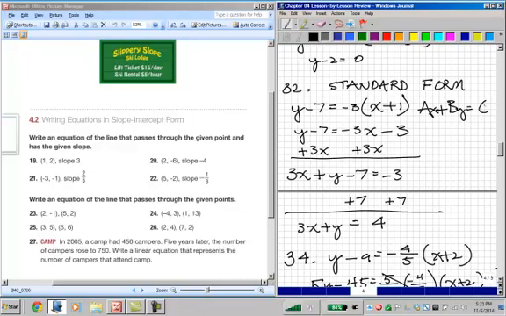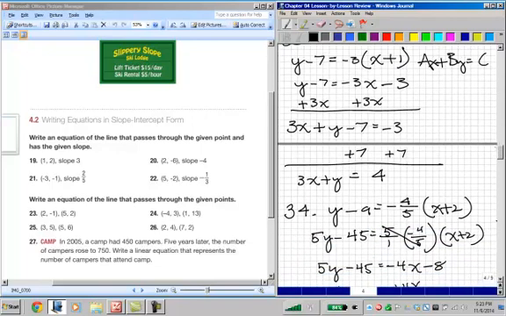Okay, so we start out with y minus 7 equals negative 3 times the quantity x plus 1. Distribute. Y minus 7 equals negative 3x minus 3. Now I've got integers, so I don't have to worry about any fractions. So I add 3x to both sides. I want to get that x over to the left side to get it into standard form. 3x plus y minus 7 equals negative 3. Add 7 to both sides. 3x plus y equals 4.